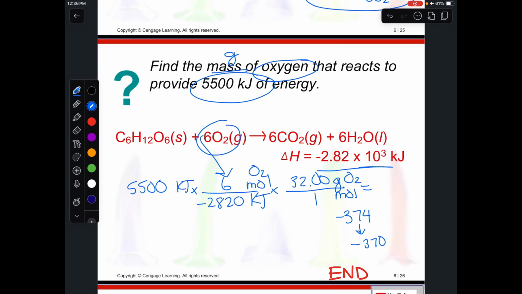Now, you need to ask yourself, does it make sense that I would have a negative mass? It does not. So you're just going to have to use common sense to say to yourself, okay, I know a negative sign isn't really a negative. It's not below 0. It just means heat is released. But when we're talking in terms of grams, I would not be able to tell somebody to weigh negative 370 grams. So you just have to realize grams can't be negative.